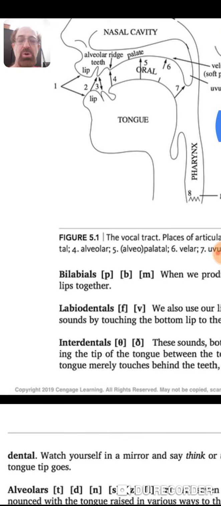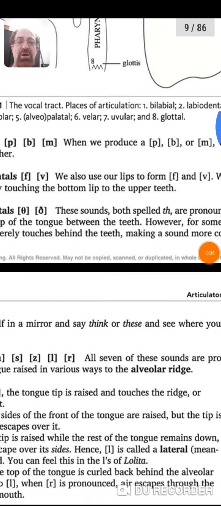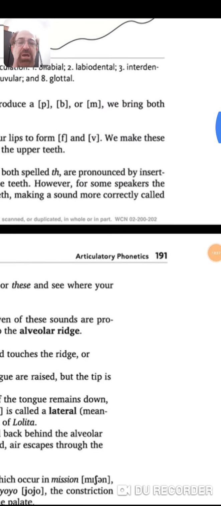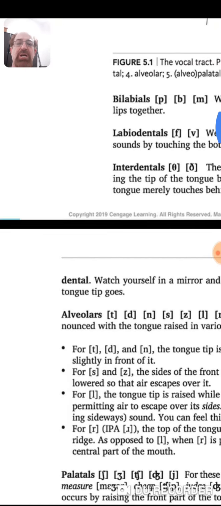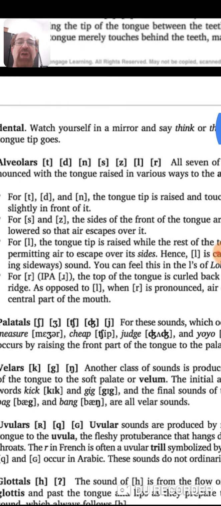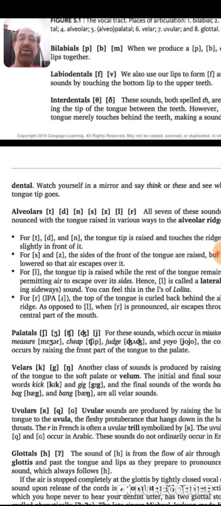Well, let's go to the next page, which is page 191. Okay? We have alveolars. Alveolars are a big list. Over here: T, D, N, S, Z, La, Ra.